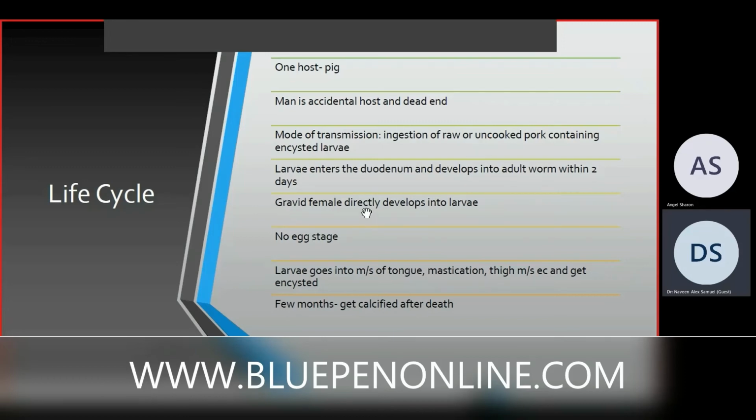The larva enters the duodenum and develops into an adult worm within 2 days. The gravid female directly develops into larvae. There's no egg stage. The larva goes into the muscles of the tongue, the muscles of mastication, then the thigh muscles, and gets encysted. After a few months it gets calcified, and once it gets calcified it will die off.